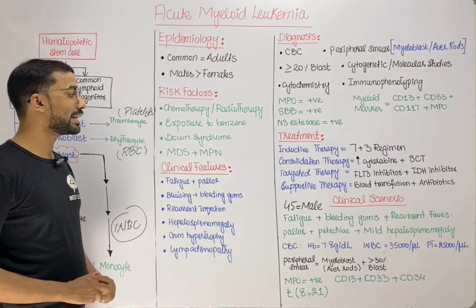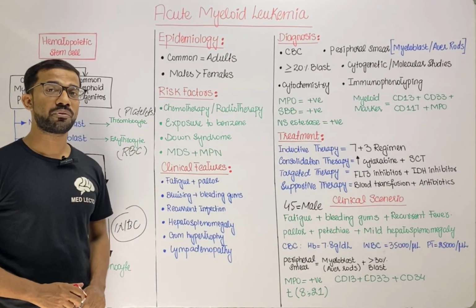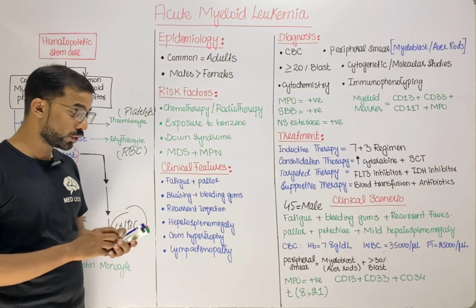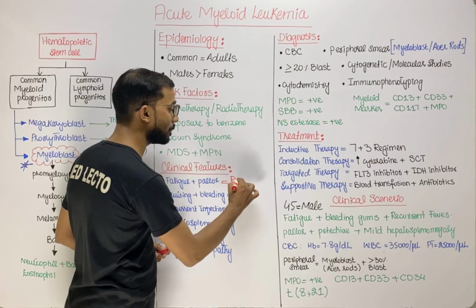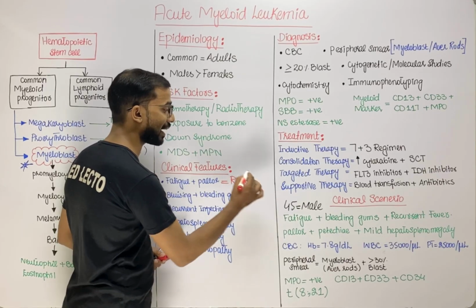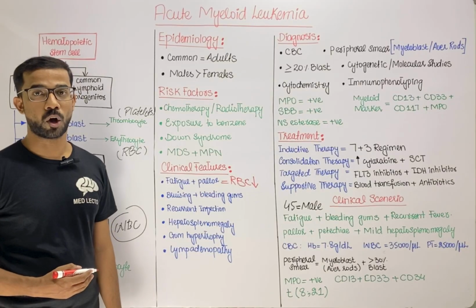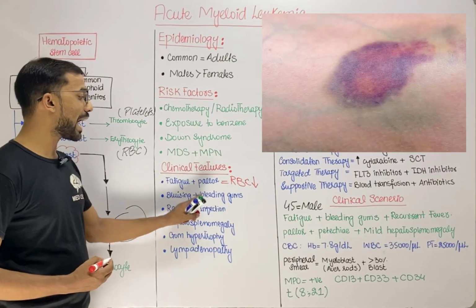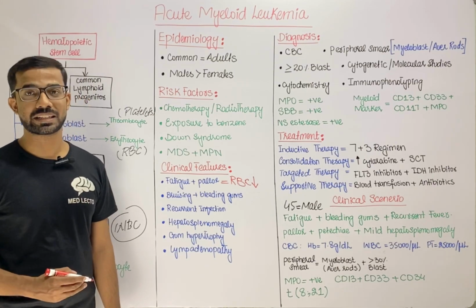Next, if we look at the clinical features: fatigue and pallor. The patient will have fatigue and pallor due to the decrease in the number of RBCs. RBC numbers will be affected by the increase in the blast number in the bone marrow. Next, bruising and bleeding gums. This happens due to the decrease in the platelet count.